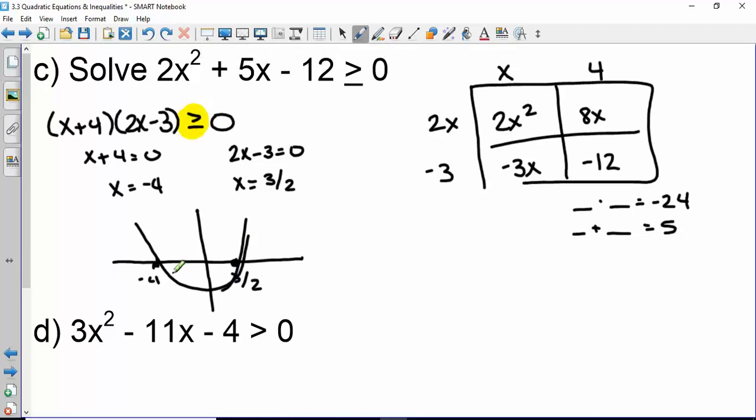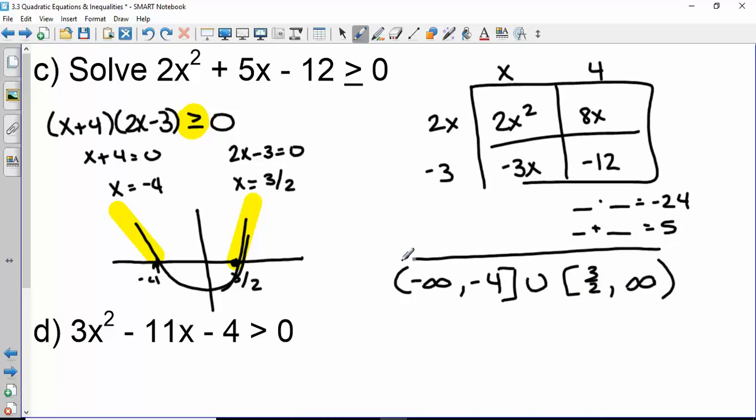This time I was asking where this was greater than 0. So greater, is that above or below the axis? Above. So that would be here and here. We go from left to right, so this one is coming from negative infinity and stops when it gets to negative 4. It wasn't equal to, so we put a bracket on the -4. Union, this one starts at 3/2 and goes to infinity. Infinity always gets a parenthesis.